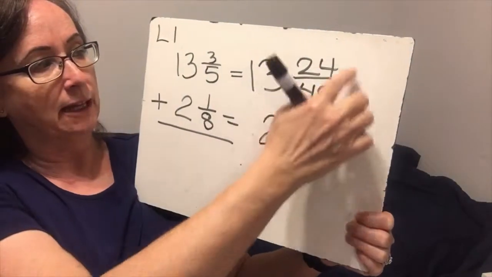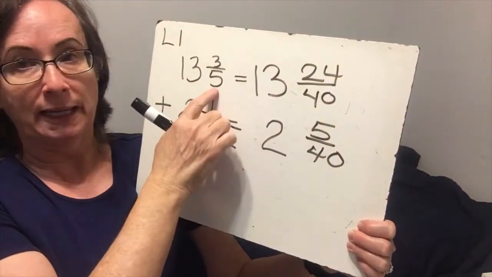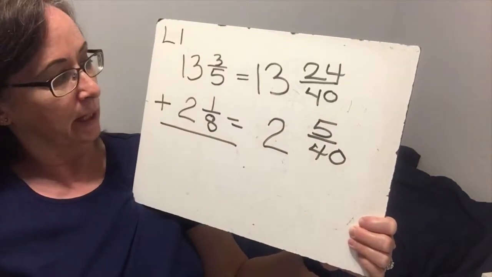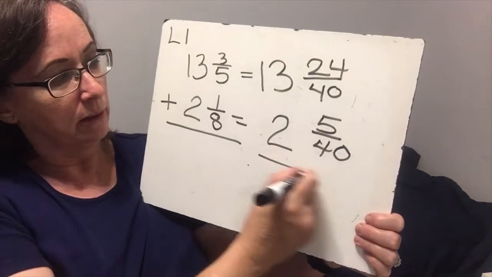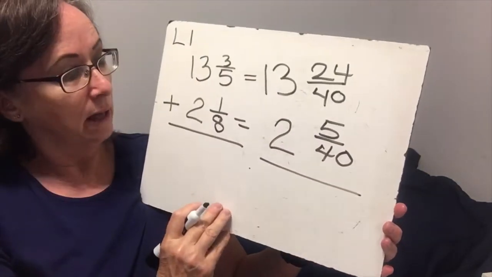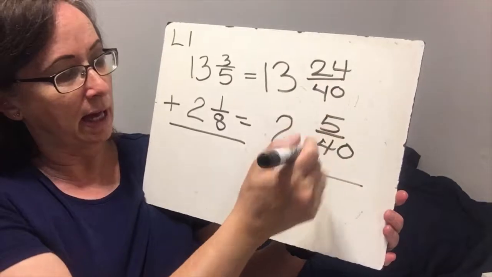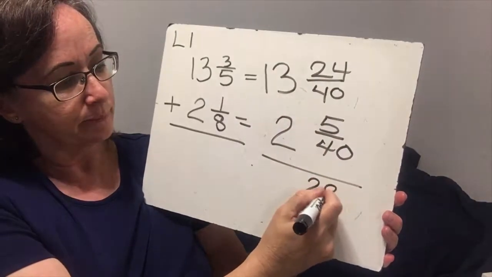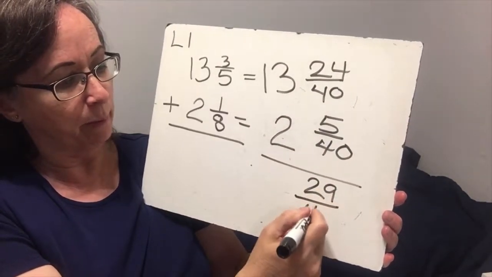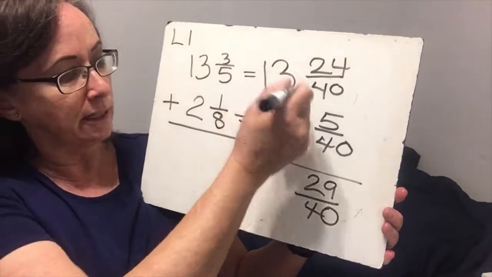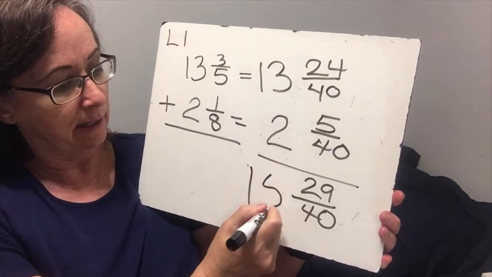And you can see that if I simplified this fraction, I would go back here. So now I have the common denominators, and I am ready to add. 24 plus 5 is 29 over the 40. Remember, we always just keep the common denominator. And then 13 plus 2 is 15.